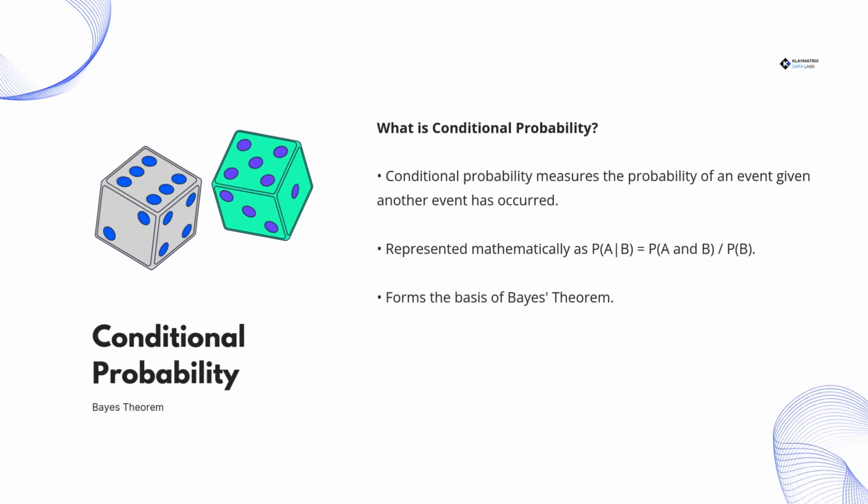Before we get into Bayes' theorem, we need to understand conditional probability. It tells us how likely one event is given that another event has already happened. For example, if it's cloudy, what's the probability it will rain? Let's explore.